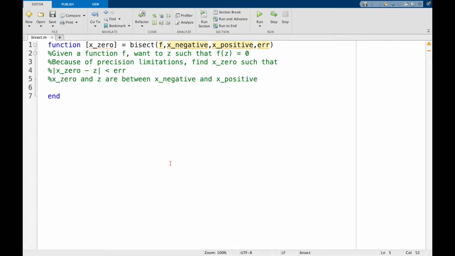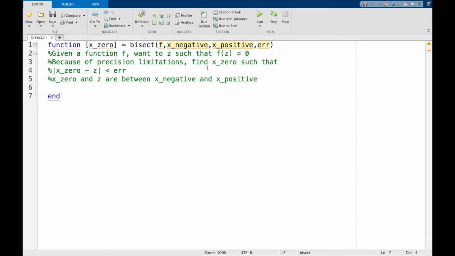So here I have a skeleton of a function. I recommend you pause the video here and maybe get a similar function set up on your own computer to code along. But we're going to call the function bisect. And already we can see this is looking a lot more complicated than any function we've written in this class so far.